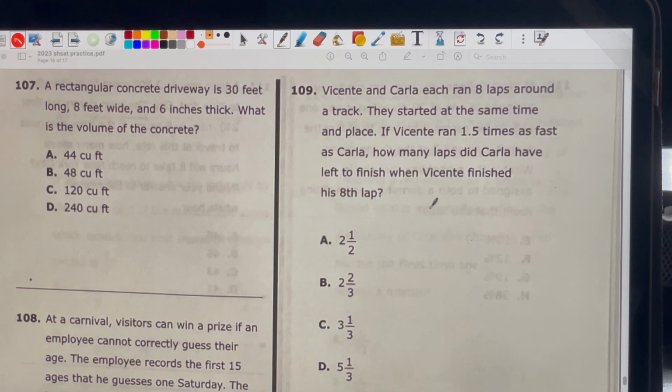So let's assume that Carla takes, I'll pick a number, 60 minutes to do 1 lap. And you could have used any other number. I'm trying to figure out a number that's nice and easy. 60 minutes for 1 lap.